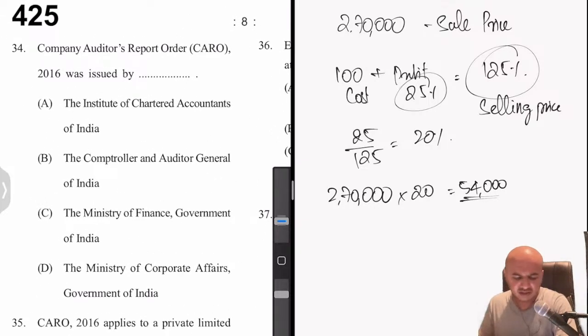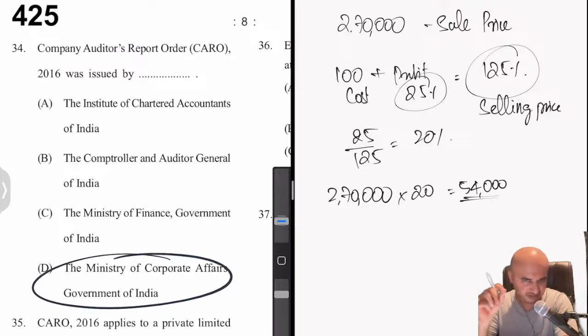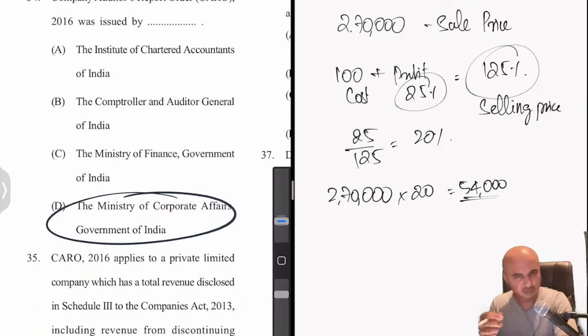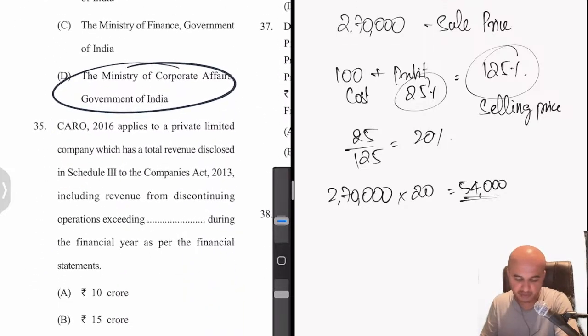Company's auditors report order 2016. Why, institute? We are already in June 2022. This is the June 2022 paper, and the institute is still asking about CARO 2016 when the study material has CARO 2020. I wonder when the institute will think. Anyway, Company's Auditors Report Order 2016 was issued by the Ministry of Corporate Affairs. If you read the CMA material where they have mentioned CARO, this is the very first line which you see. It is issued by MCA, Ministry of Corporate Affairs.